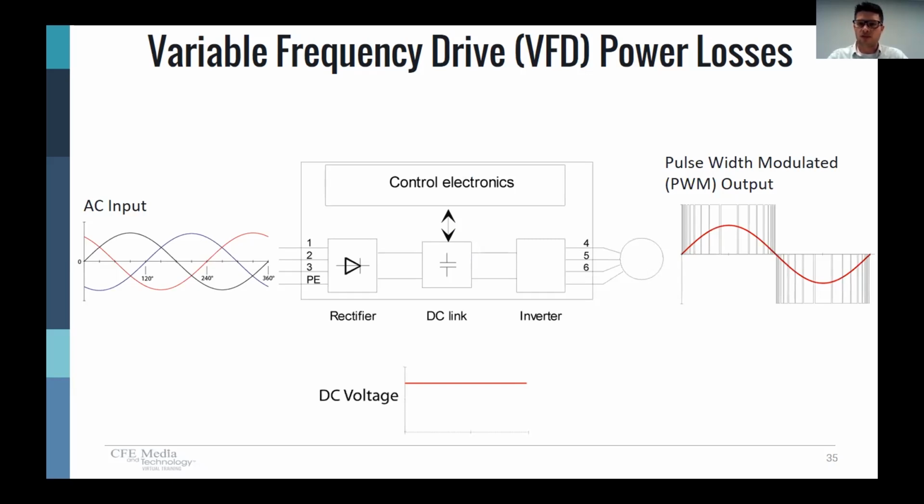So the black boxes are the voltage pulses that are coming out of the inverter, and the motor interprets those pulses like they are the sine wave that's in red that you can see there. The different sections of the inverter are all going to have different types of losses.